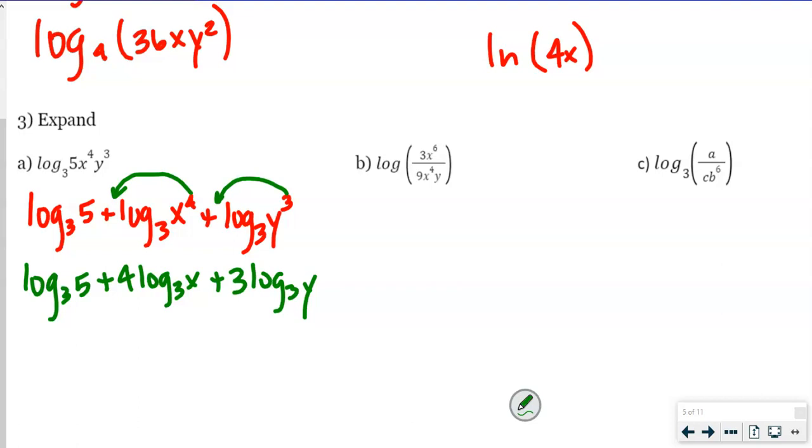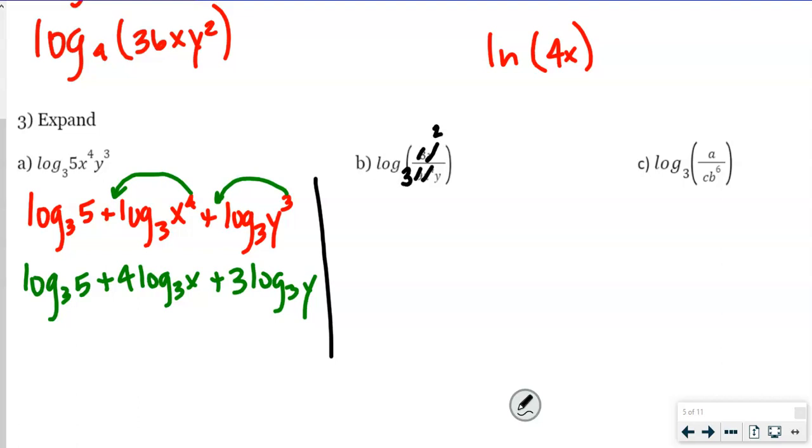So let's look at our next one. On this next one, again, we're going to break this out into pieces, right? So we've got a log. What I want to do first, before I even break it out into our pieces, is simplify. Notice we've got a 3 up here and a 9 down there, so that's going to reduce to 3, right? And then this 4 is going to reduce the 6 by 2, so this is going to end up being 2.